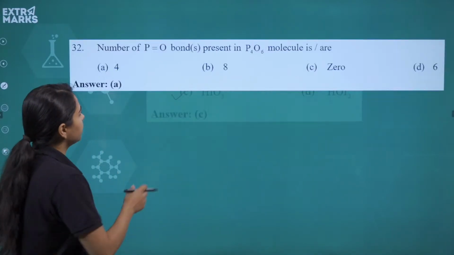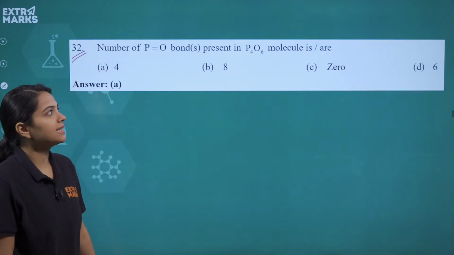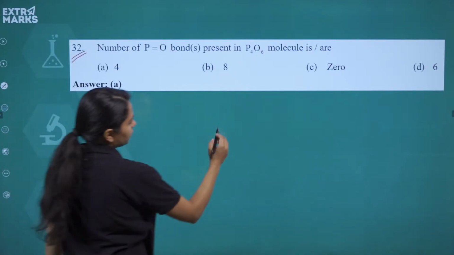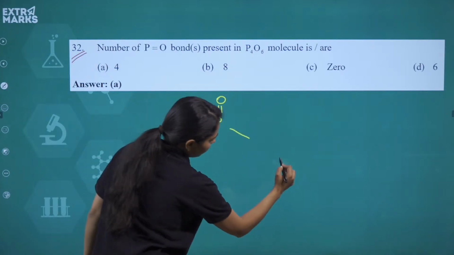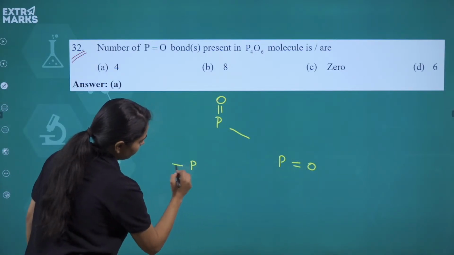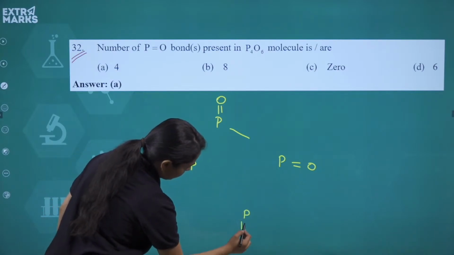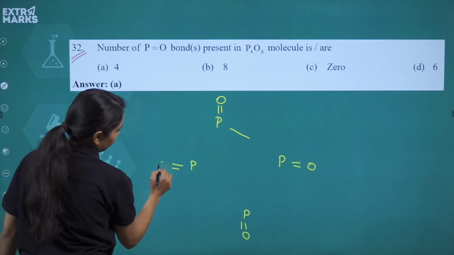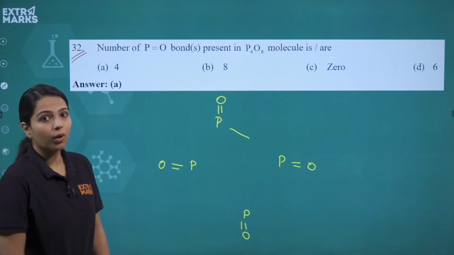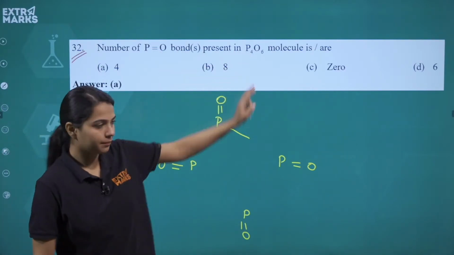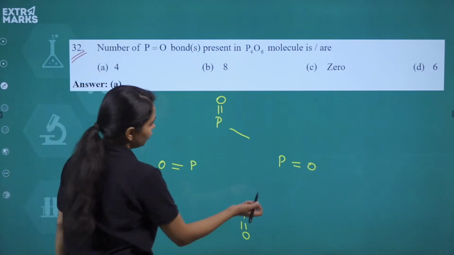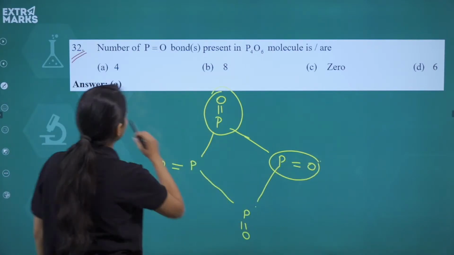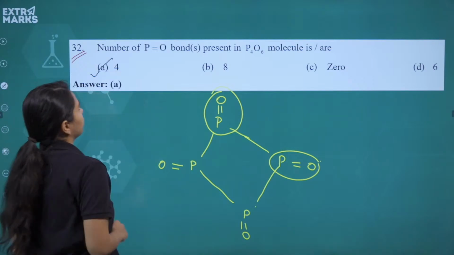Okay. Question number 32. Number of P-O bonds present in P4O6 molecule is how many? Now, if I will talk about the P4O6 molecule, we are going to have 4 such bonds here. Okay. Now, if I will be having 4 such bonds like this, P4O6. Now, other 2 bonds are actually between these two. Now over here, these are basically the 4 bonds between P4O6. So my answer over here is going to be 4, option A.